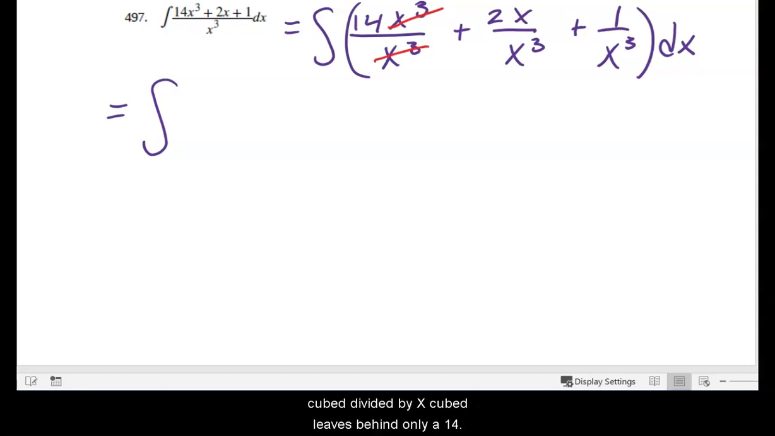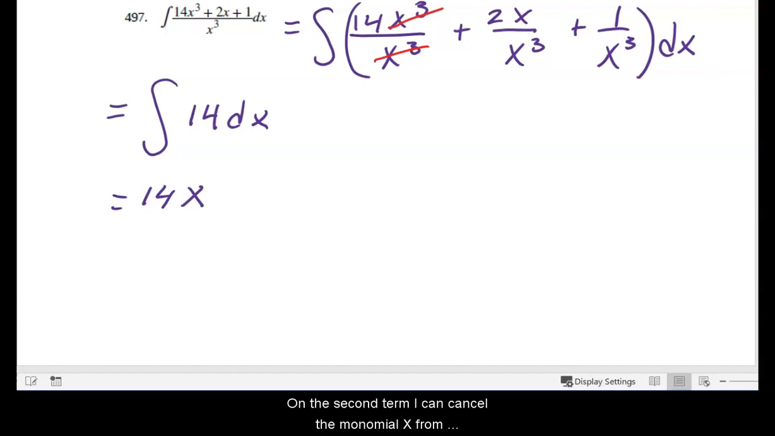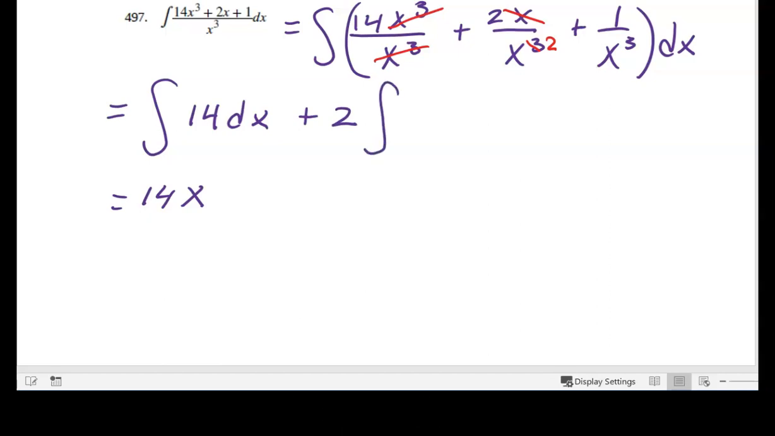You can go ahead and do the cancellation if you have any. X cubed divided by x cubed leaves behind only a 14 with respect to x. The function whose derivative is 14 is 14x. On the second term, I can cancel the monomial x from the numerator, which will give me x squared in the denominator. I will want to rewrite this one as 2 from the numerator being pulled outside times the integral of x to the negative 2 power dx.